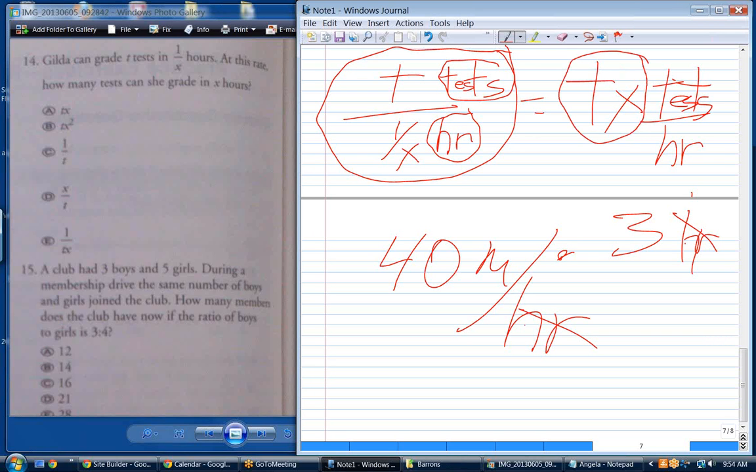So if I want to know how many I could grade in y hours, I would multiply this by y, txy. If I want to know how many I can grade in x hours, I got to multiply this by x. So it's tx squared is the answer.